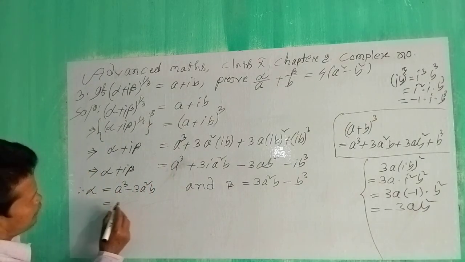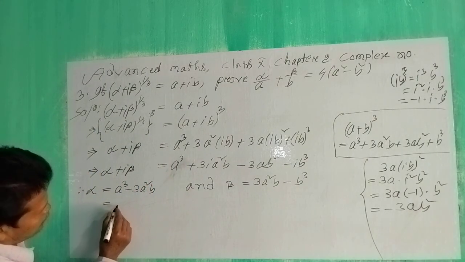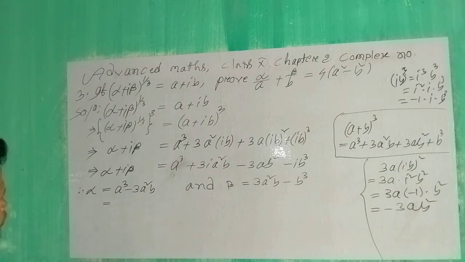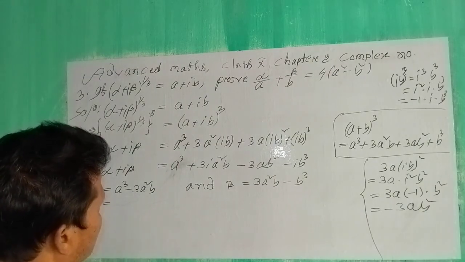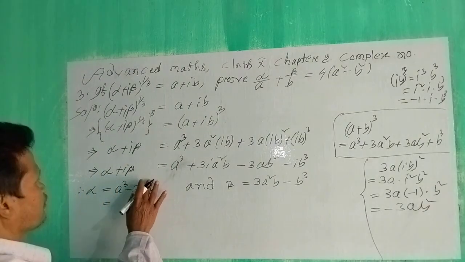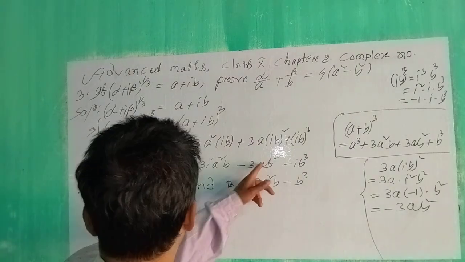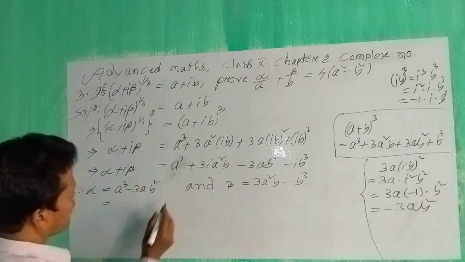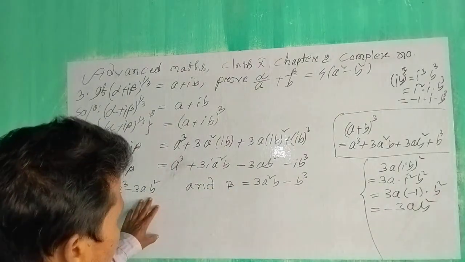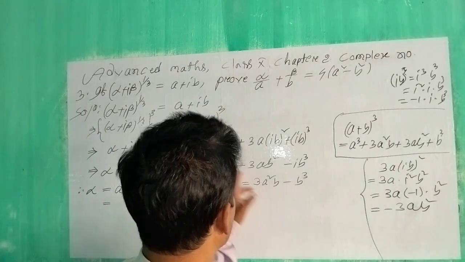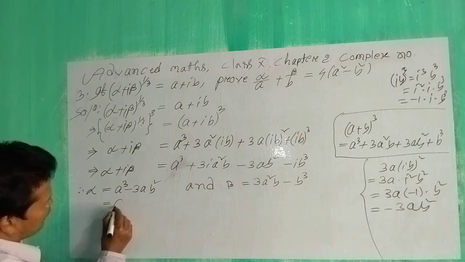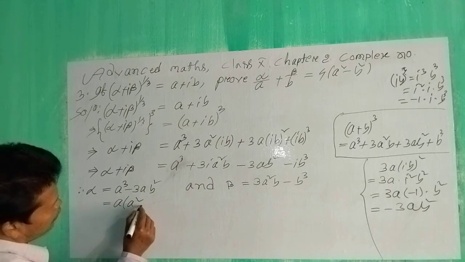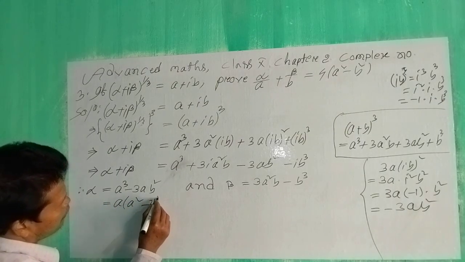Next, here a is common. Alpha equal to a cube minus 3ab square, and beta equal to 3a square b minus b cube. Now we take a common: a into a square minus 3b square.